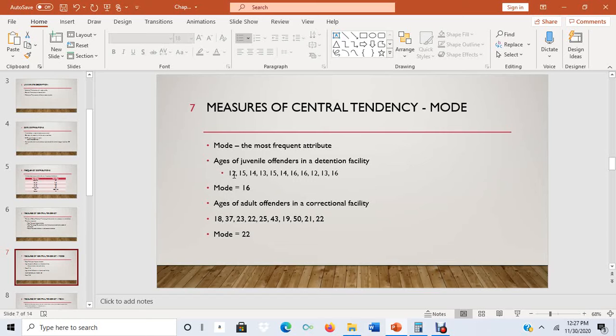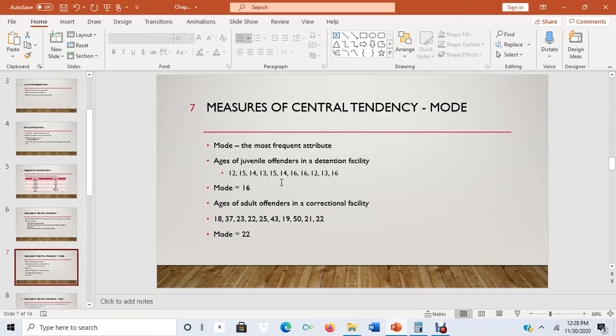And so each observation represents the age of a juvenile offender. So here we have a person that's 12 years old. Here we have someone that's 15. Here we have someone that's 14, and so on down the line. So in order to determine the mode, really all we do is look at these numbers and see which one occurs most frequently.